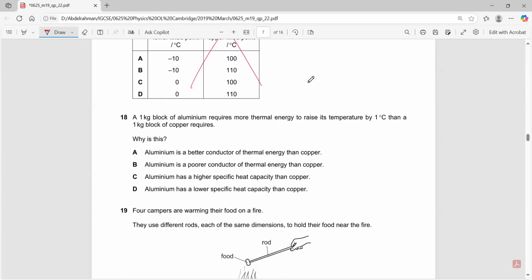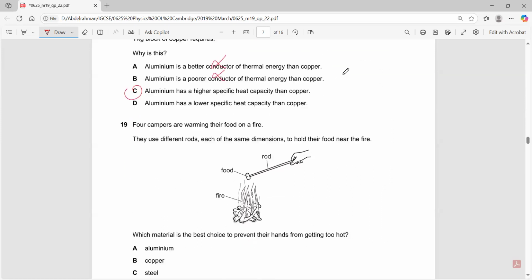18. A 1 kilogram block of aluminum requires more thermal energy to raise its temperature. This means that it has a higher specific heat capacity, right? It has a higher specific heat capacity than copper. It doesn't have to do with the conduction.